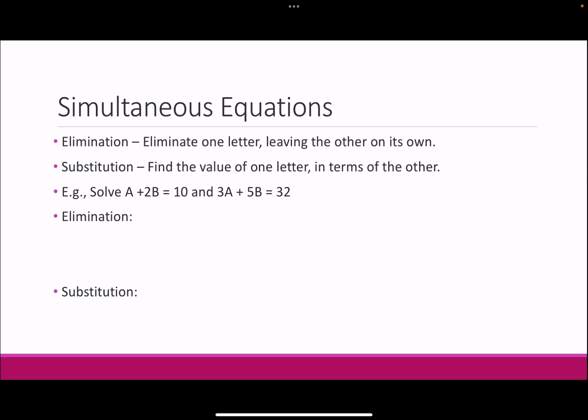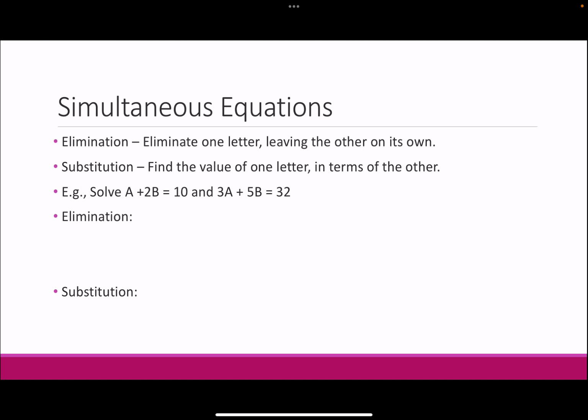3a and 3a are the same term. 2a and 3a are not. What you want to do is make the same term in each equation and then subtract the two equations from each other, cancel out that same term, and leave it in terms of a different letter. Substitution is finding the value of one letter in terms of the other in one equation, and then substituting that value into the other equation, so you have one equation all in terms of one letter.